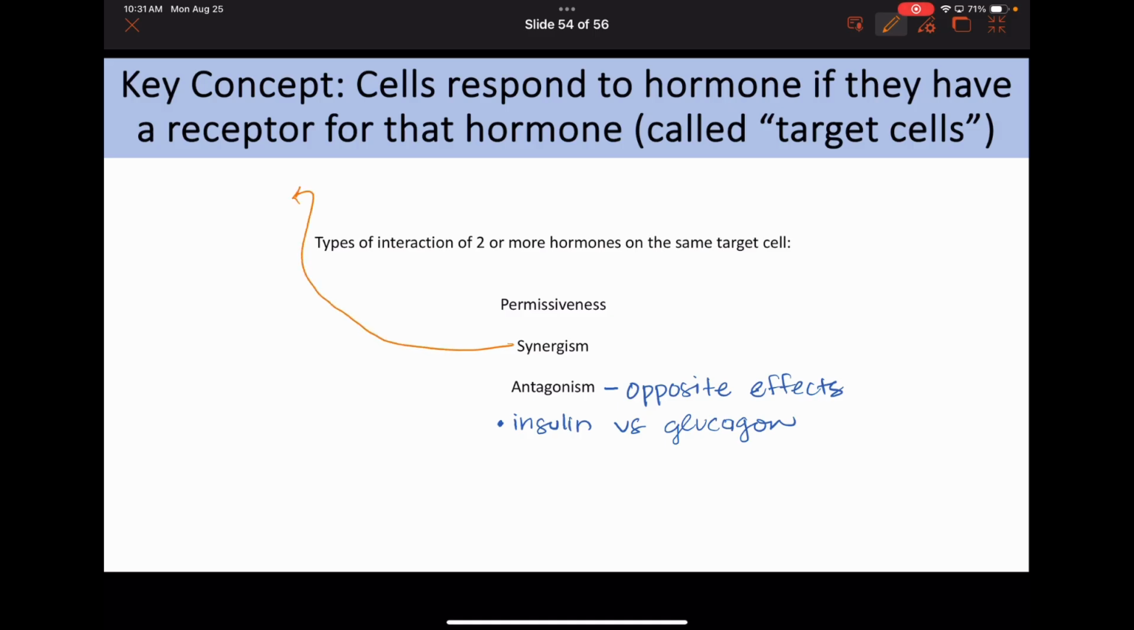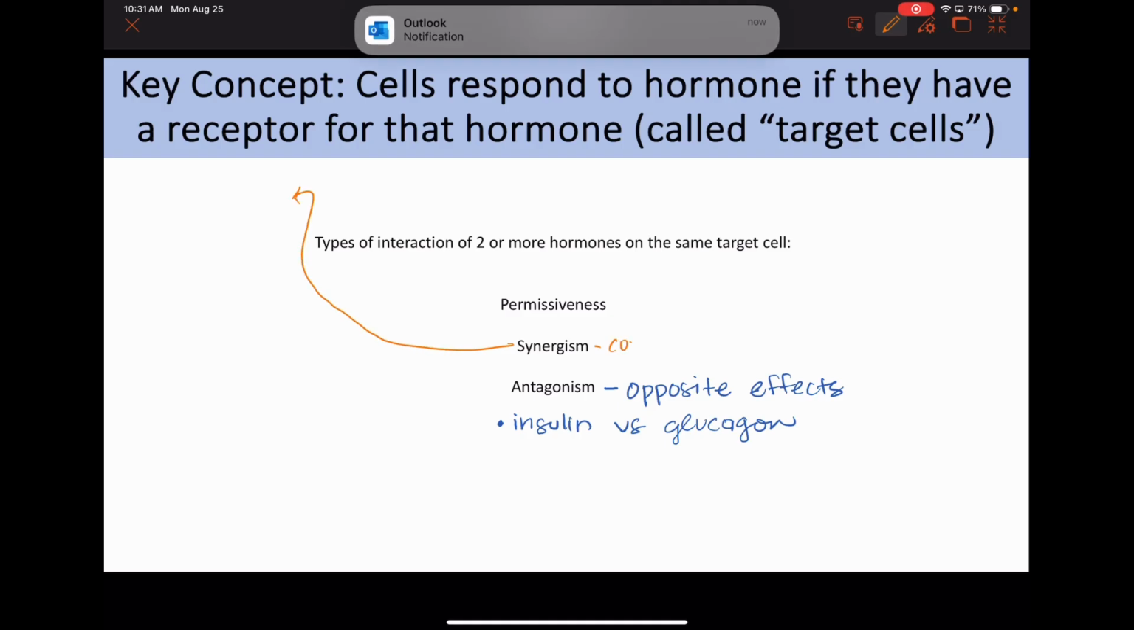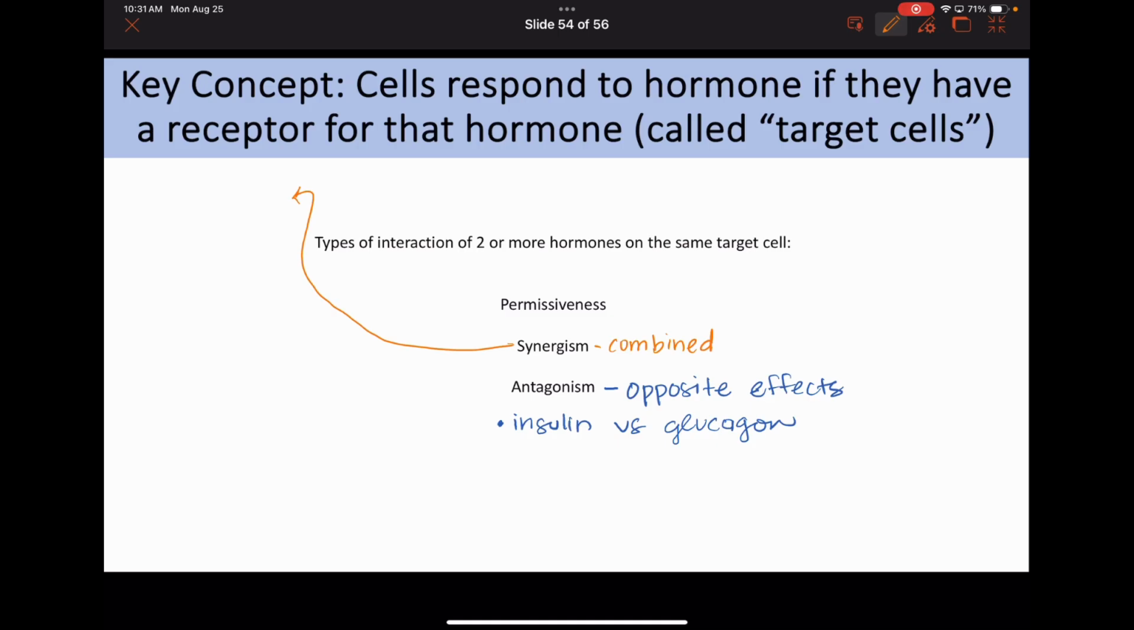Synergism is when the combined effects, so these are 2 hormones working on the same target cell still, but when the combined effects are amplified. One example is glucagon and epinephrine.